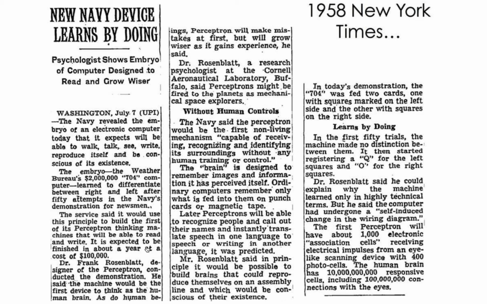The Navy said the perceptron would be the first non-living mechanism capable of receiving, recognizing, and identifying its surroundings without any human training or control. The brain is designed to remember images and information it has perceived itself. Ordinarily, computers remember only what is fed into them with punch cards or magnetic tape. Later, perceptrons will be able to recognize people and call out their names and instantly translate speech into one language or writing into another language.